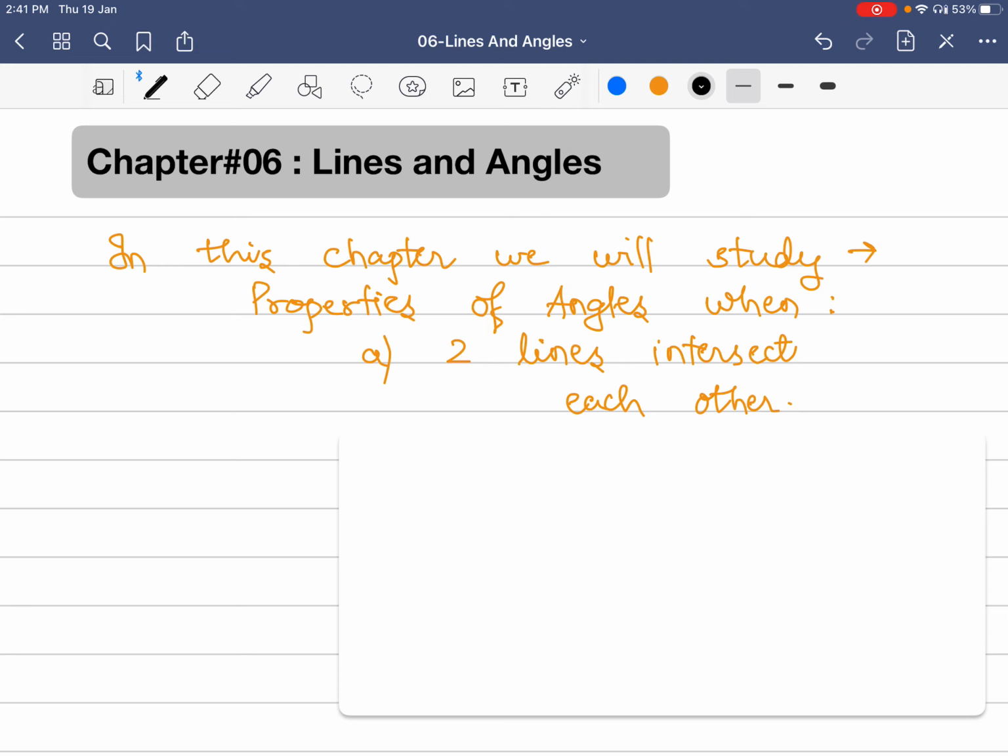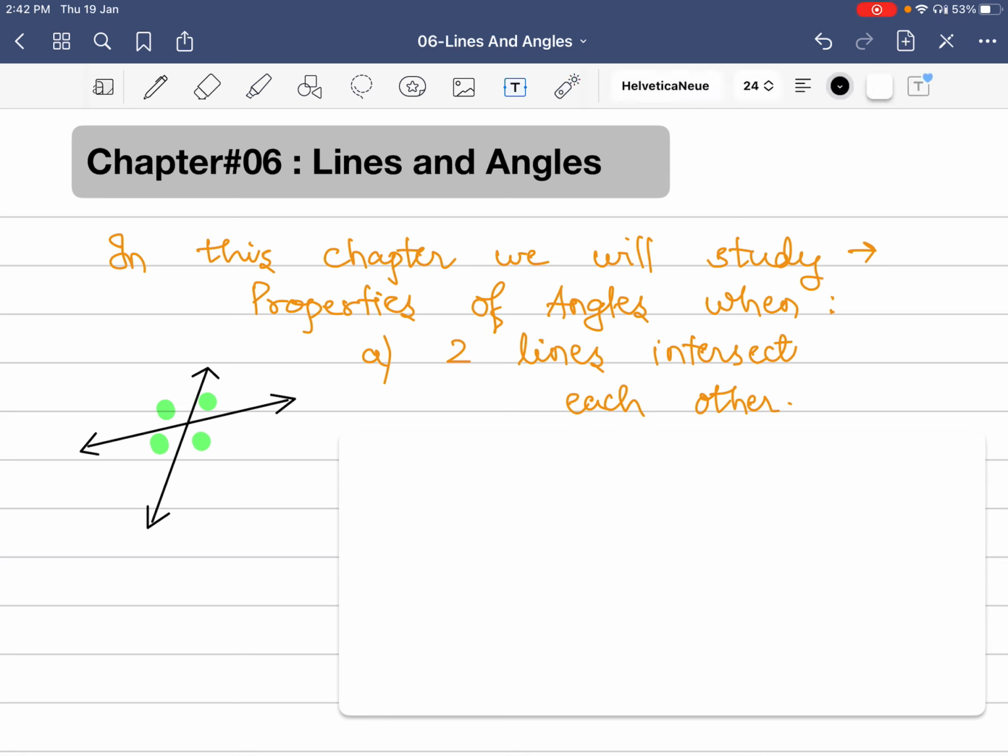Take any two random lines. Let's say I'm going to take this. So this is my first line, line number 1, and then this is my second line, line number 2. Properties of angles when two lines intersect each other. When these two lines have intersected each other, we can see that there are four angles that are formed: 1, 2, 3, and 4. In this chapter we will study properties of these four angles when two lines intersect each other. That is the first thing.